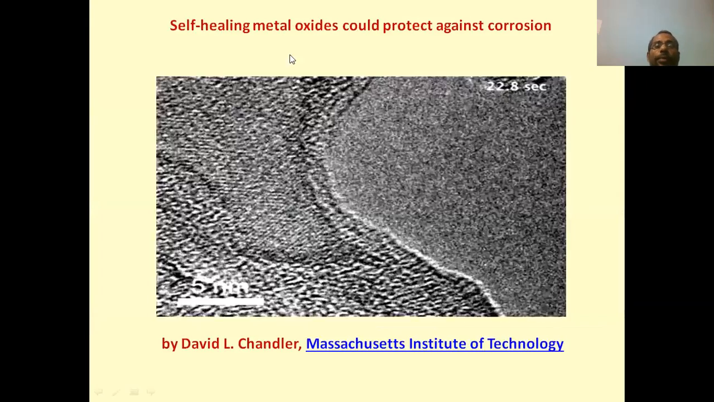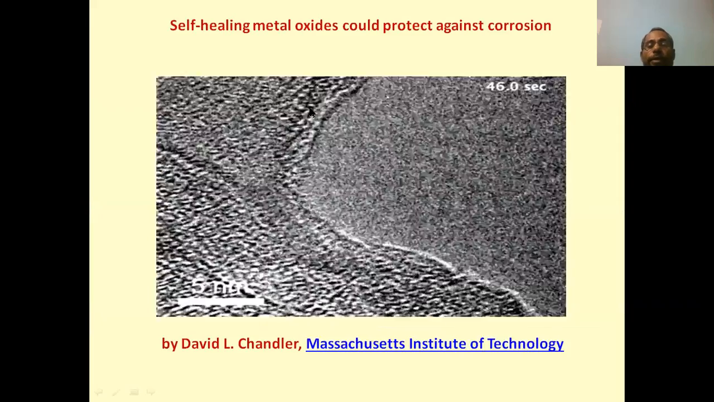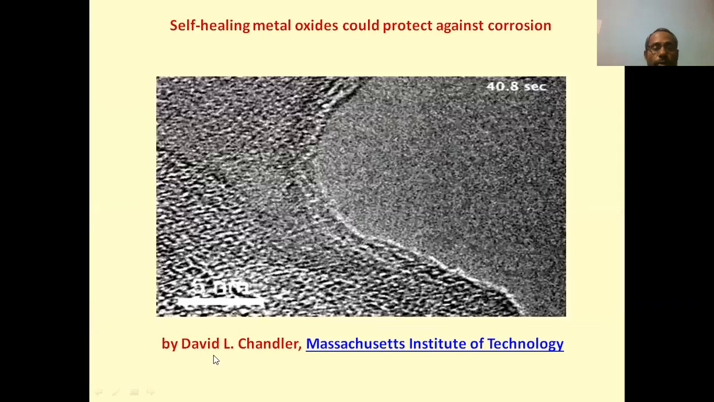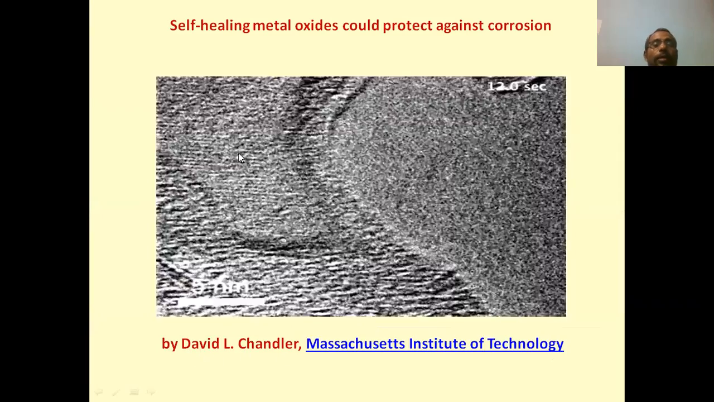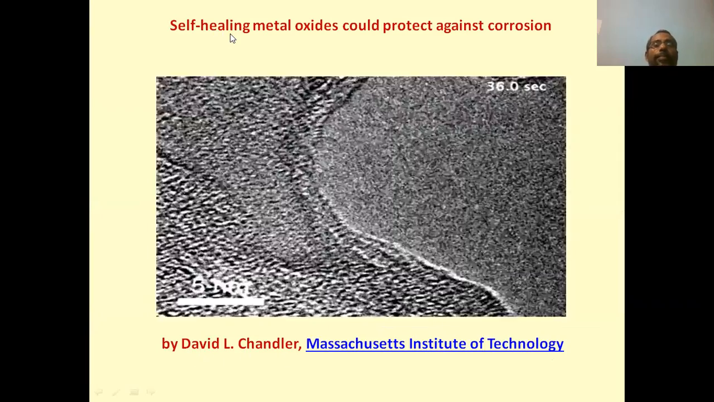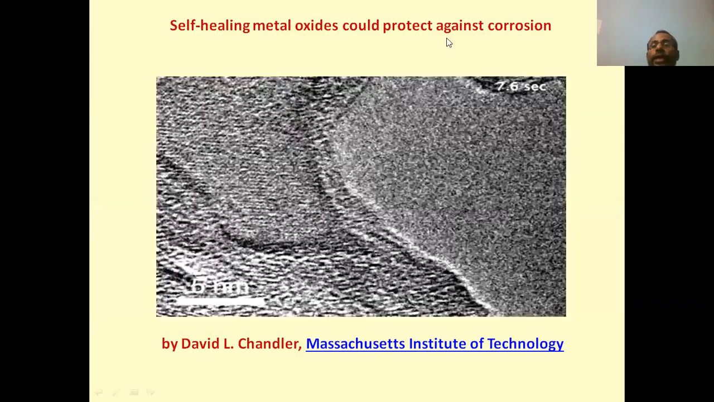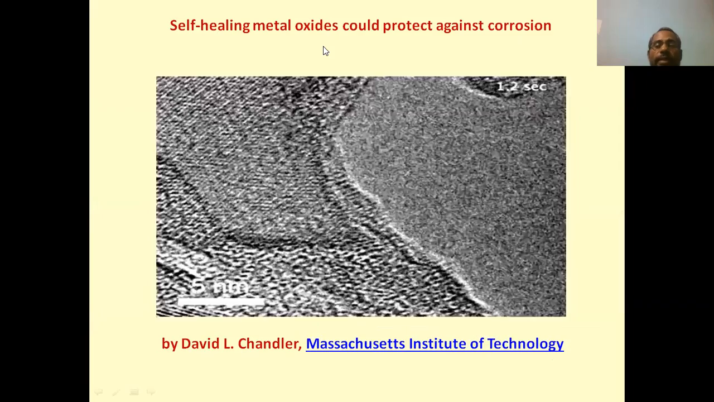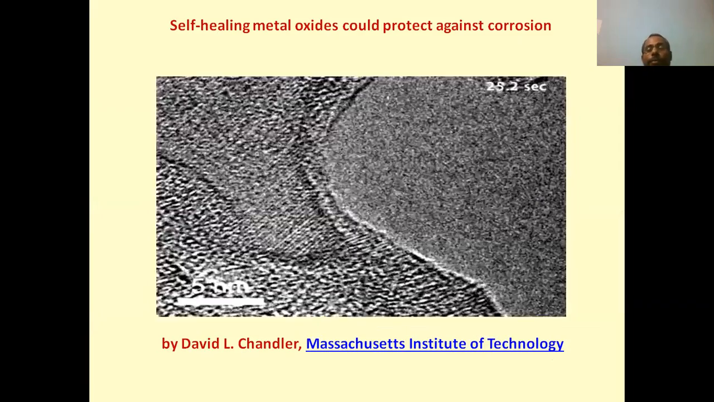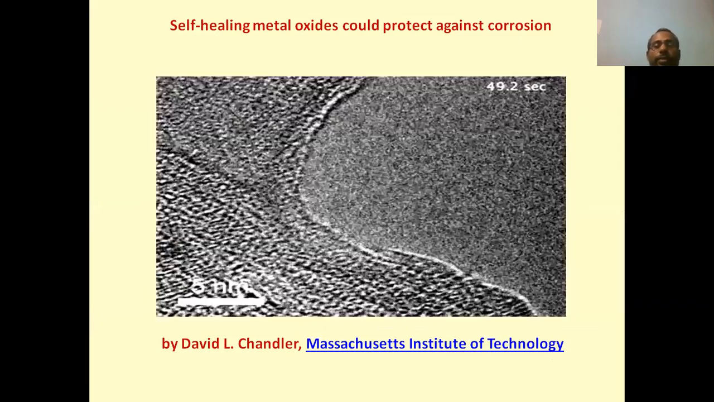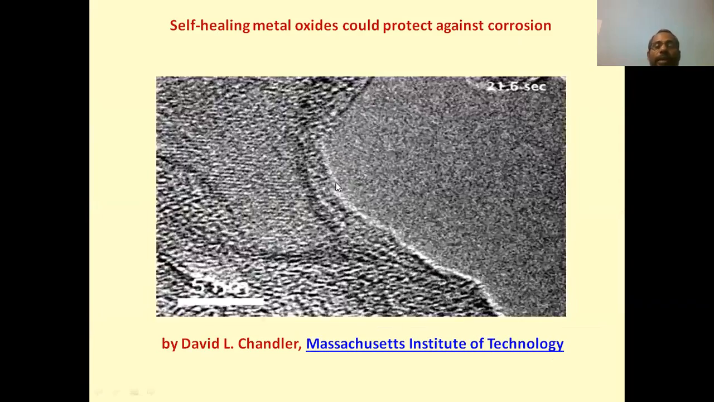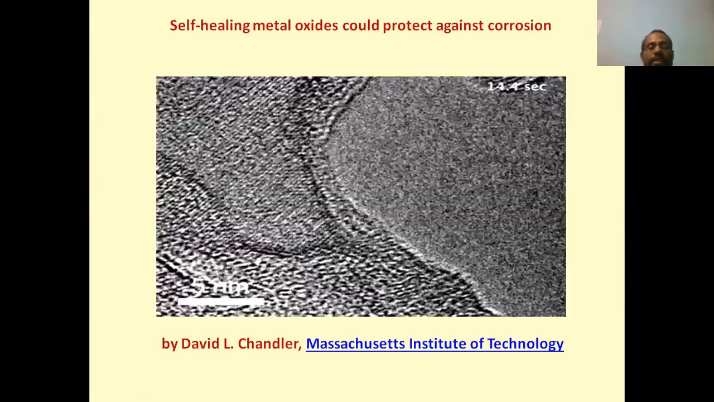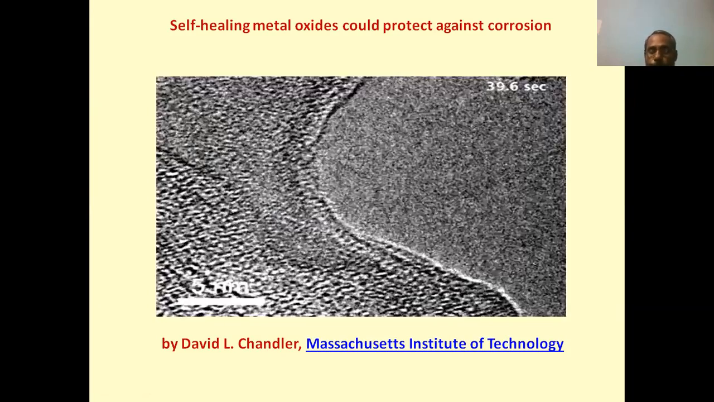The last one is from a research paper from the Massachusetts Institute of Technology. The author is David L. Chandler. They found there are some metal oxides that could protect against corrosion by themselves. There is no need of additional supplements towards prevention. These are metal oxides, and if anything happens to the surface, they have a self-healing property.